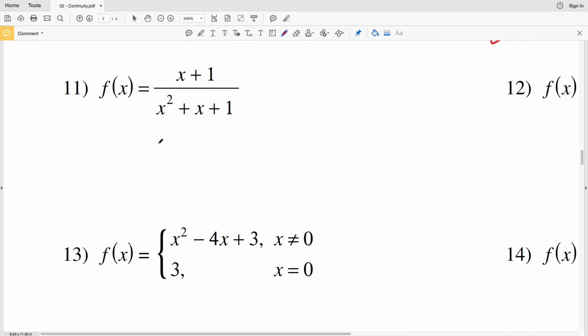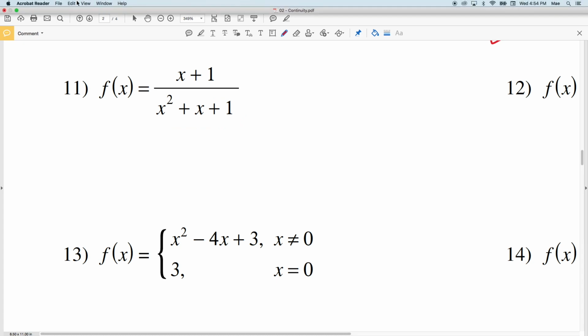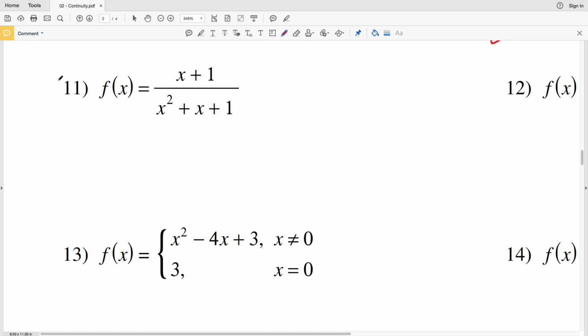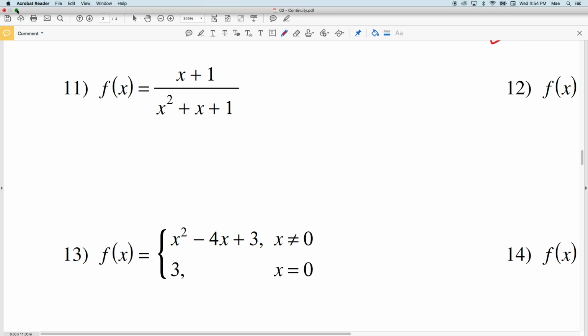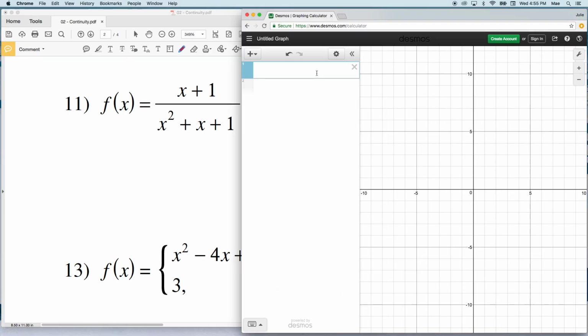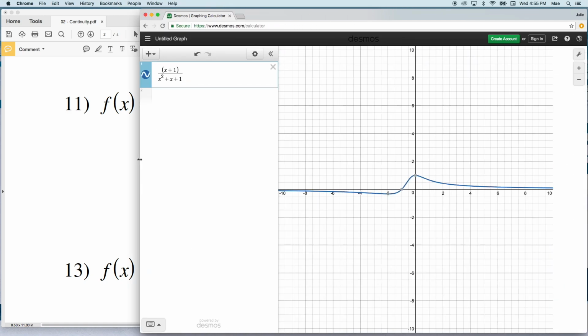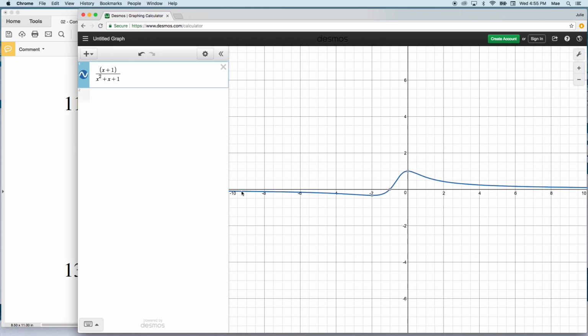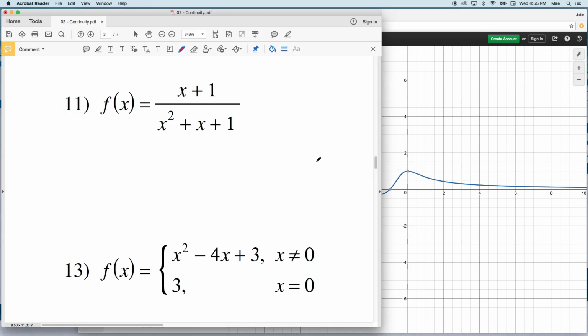Now, number 11, we cannot factor that denominator because our roots will be complex and imaginary numbers. So let's go ahead and graph this so you can see that the function is continuous. There are no points of discontinuity. So I'll graph x plus 1 all over x squared plus x plus 1. Now that I've written in this function, I'll expand this out a little bit so you can see the graph, and you can see that there are no points of discontinuity along this function. Therefore, in number 11, our function is continuous.